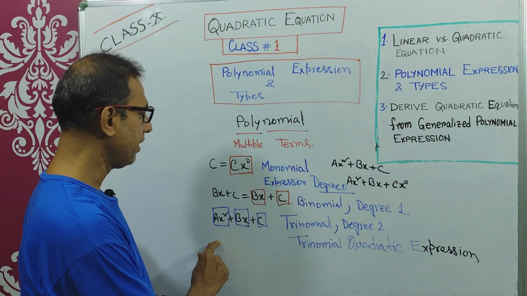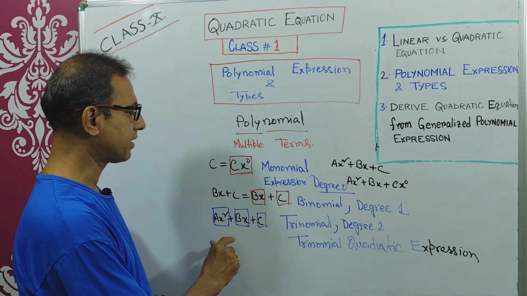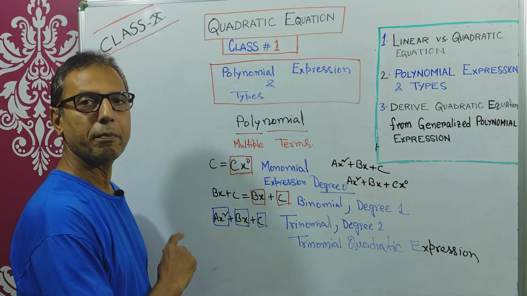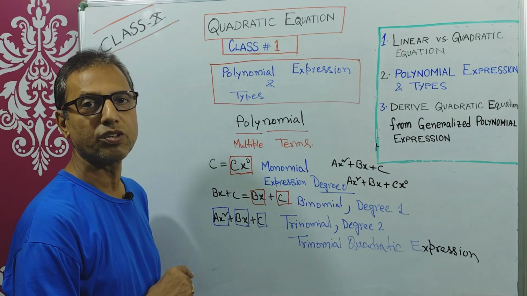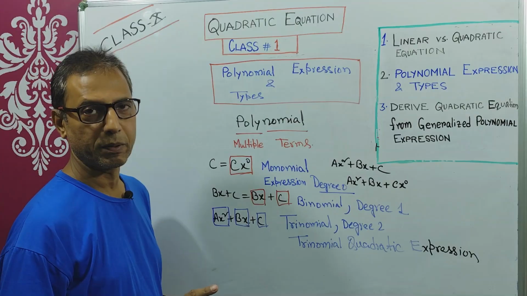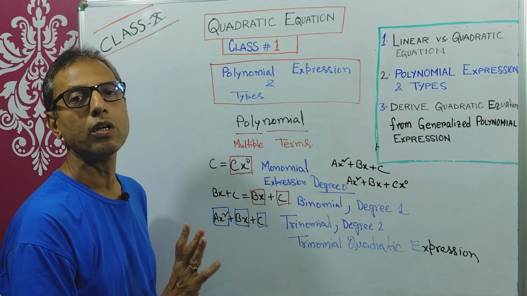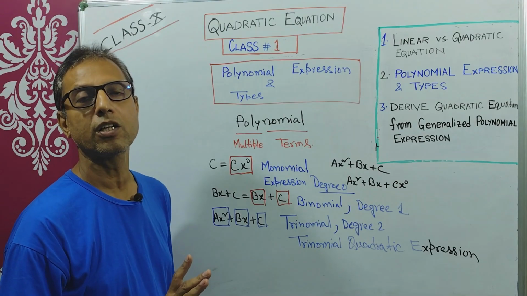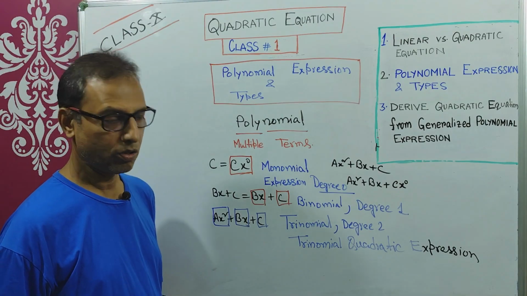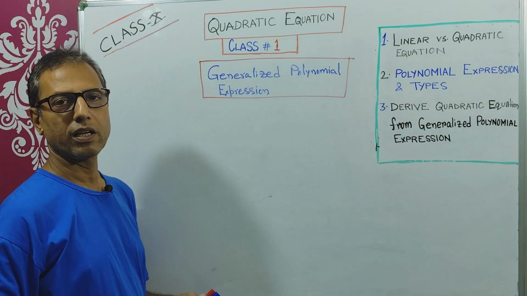And next one will be, let's say, dx cube plus ax square plus bx plus c. That means the maximum power of the variable is 3. So that will be a cubic expression. But with respect to polynomial part, how many terms are there? 4. That means quadrinomial cubic equation. Okay. Next topic is generalized polynomial expression.